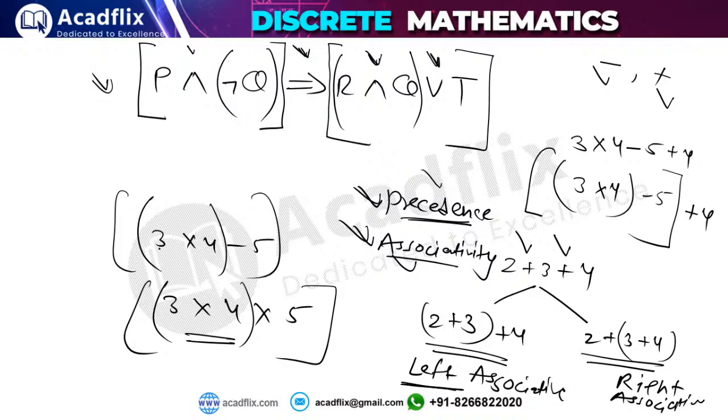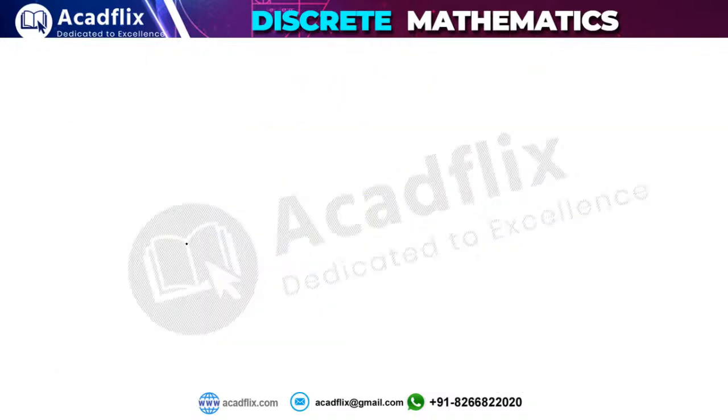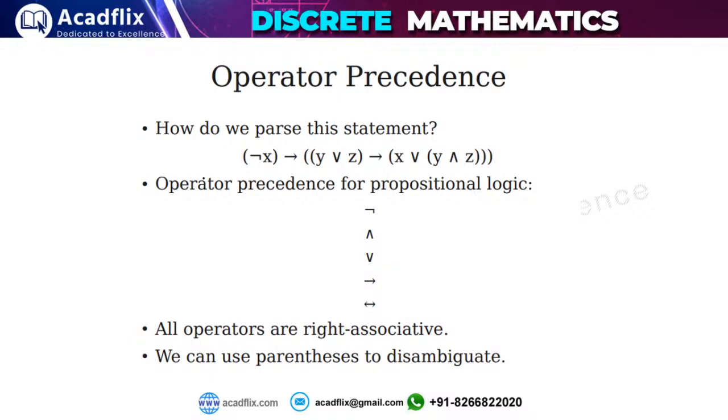Okay, so does anyone have any doubt in this? Precedence, associativity. This is written here. You can see in this slide, this is the operator precedence. The negation has the highest precedence, and whenever we go from top to bottom, the precedence is decreasing. And remember, in our propositional logic, all the operators are right associative.